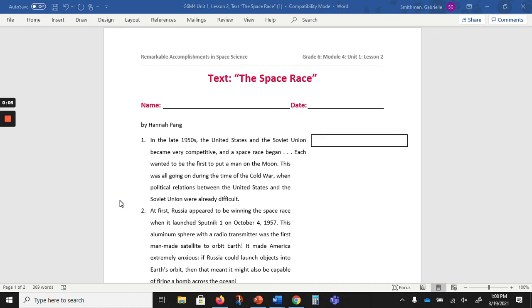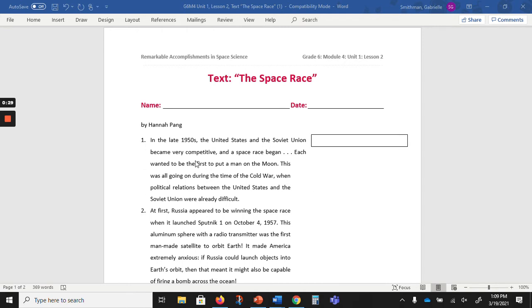I'm going to be modeling how we can annotate text for different purposes. First I'm going to start by reminding myself of why I am making these annotations. I am going to make these annotations or notes to help me identify the central idea and the supporting details, and that I will want to use to summarize information. All right, I've got it.